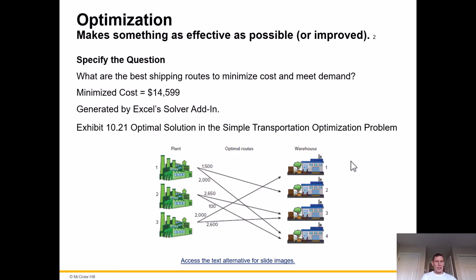So make something as effective as possible. In this case, the minimized cost was 14,599. So it's examining all these different routes and it's saying, all right, what's the best combination of routes to help us get the cost down to the lowest possible point.